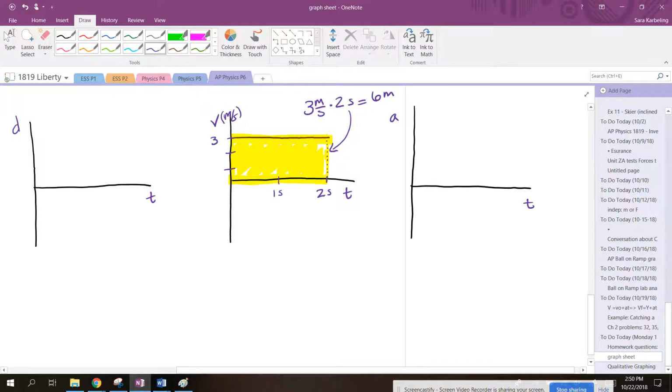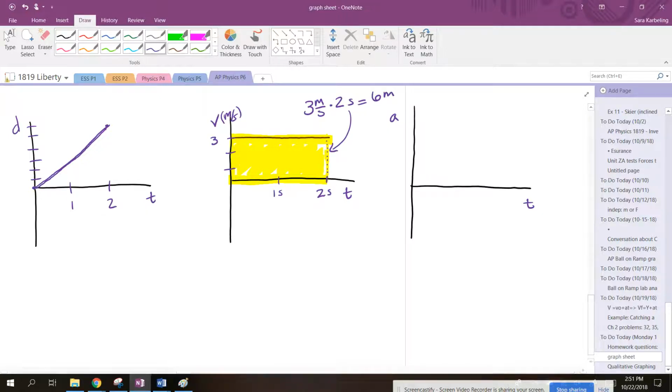So I know that in those 2 seconds my object has moved 6 meters. So I started off at 0 and I moved up to 6. Okay? So the area, 2, 3, 4, 5, 6. I know that if I start at 0, by 2 seconds, I've got to be way up here. Holy cow. Something like this. Okay?